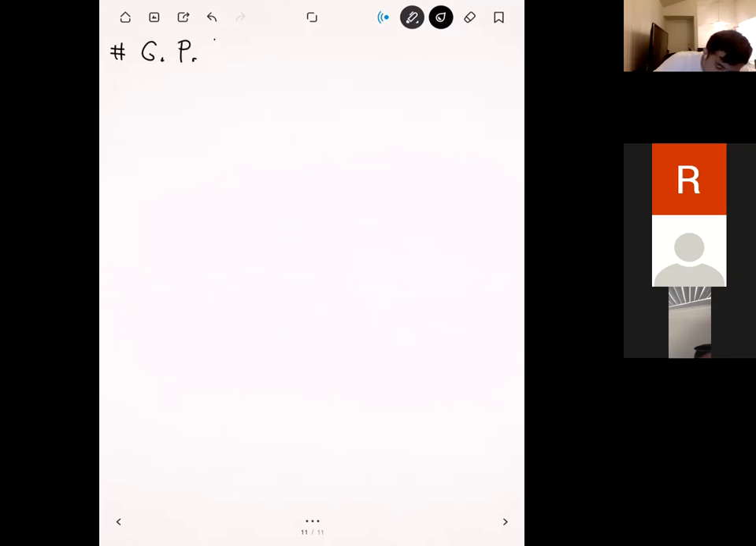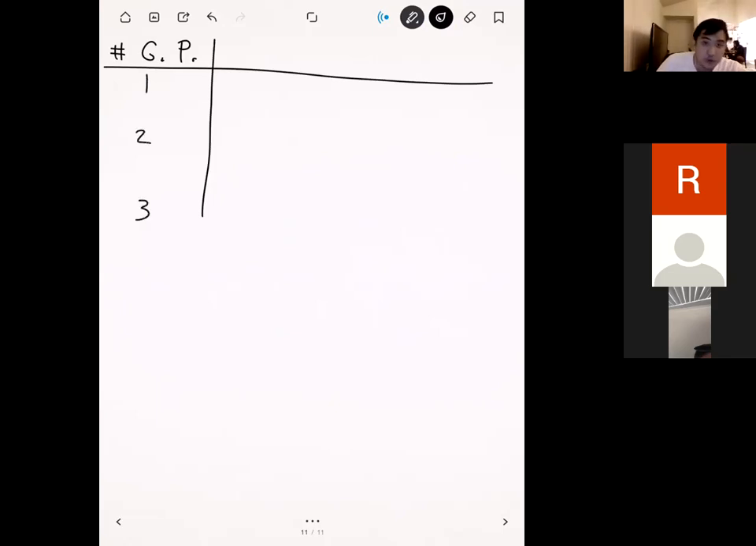In this first column, I'm going to call it the number of GP, and GP stands for Gauss points. So I'll go up to 3. In addition to the Gauss points, we have to tell where those Gauss points are. So these are going to be the locations. And then we also have the weights that are associated with this. If we only have one Gauss point, it's actually pretty simple.